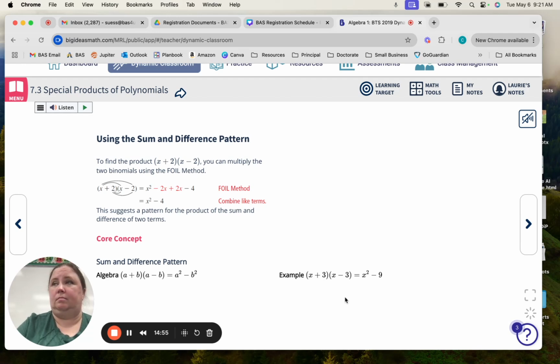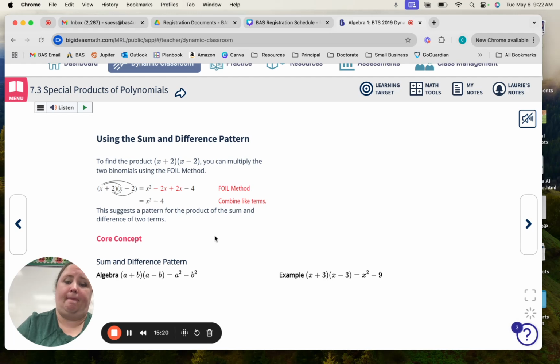So if we don't recognize that it's that, you can do the FOIL method and you will get the right answer. Great question. I'm terrible. It took me 20 years to recognize this for some reason. I just don't see it. So when I see this up here, I just FOIL it and move on with life. It's faster for me than trying to remember a pattern. So that's totally okay.